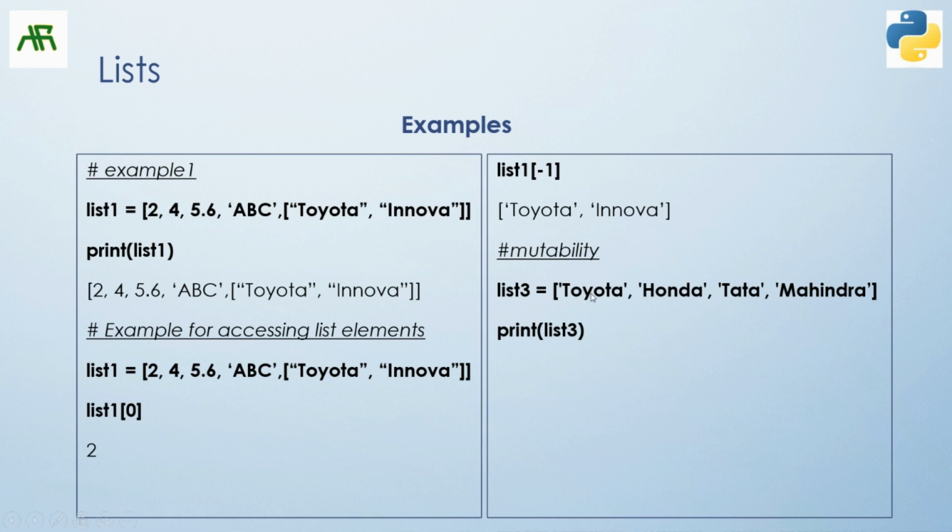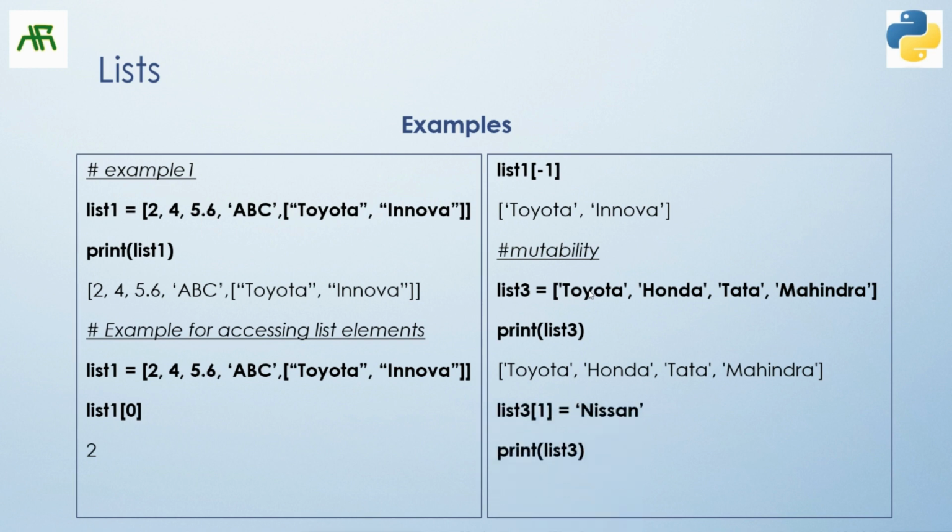Mutability. Mutability is a property where the elements of a list can be changed. So this is one example. I have a list of car makers and I'm printing the list as is. This is what I'm getting. And then I'm changing one of the elements, say element 2, that is index 1, to a different car maker. Here in this case, I'm changing the Honda to Nissan and I print it. This is what I'm getting.